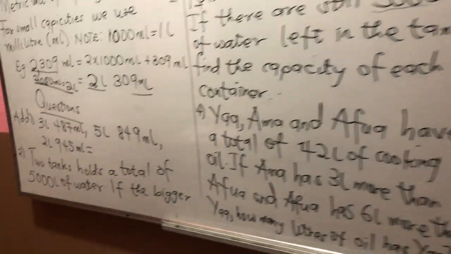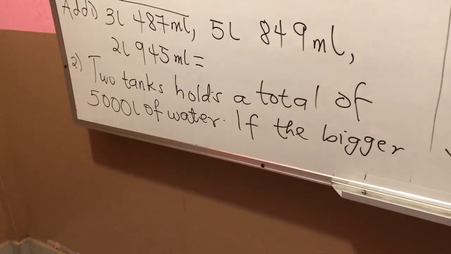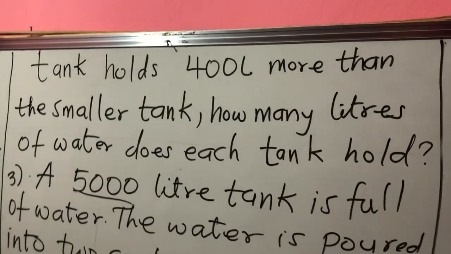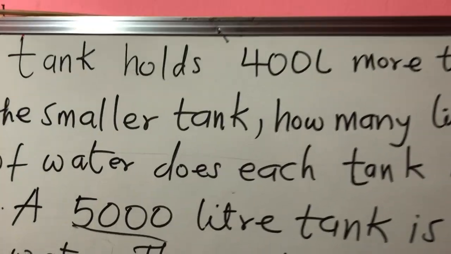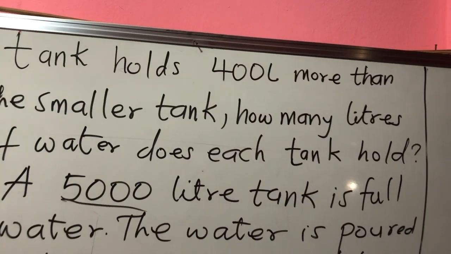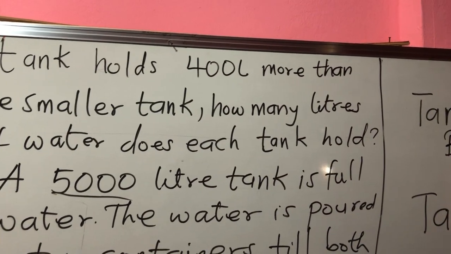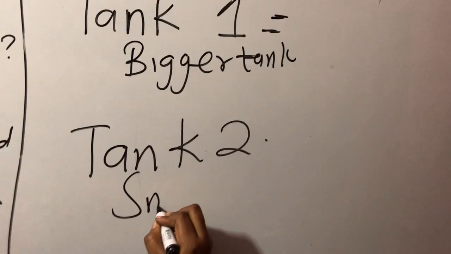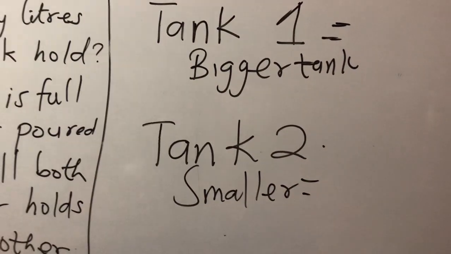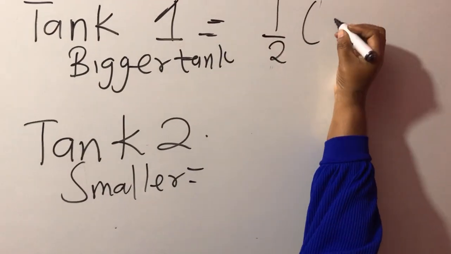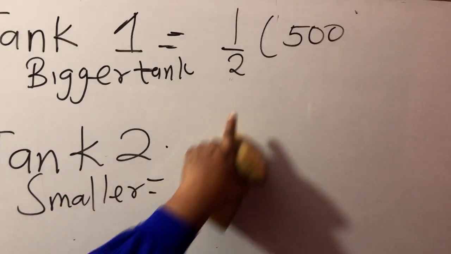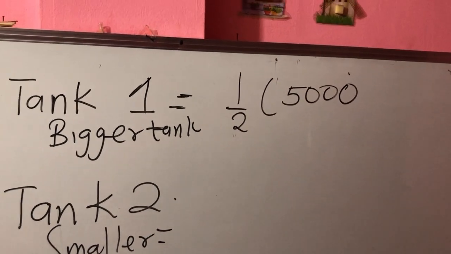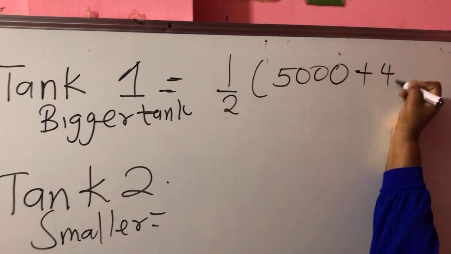2 tanks hold a total of 5,000 L. If the bigger tank holds 400 L more than the smaller tank. So just like the thing that I was drawing here, the bigger tank, so let's assume that tank 1 is the bigger one. So bigger tank. And the tank 2 is smaller. So first is what? 1 over 2, then their total, which is 5. Because I'm finding half of it, right? So 5,000, and which one is the bigger one? The bigger tank is 400 more.